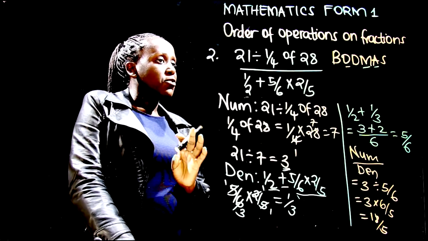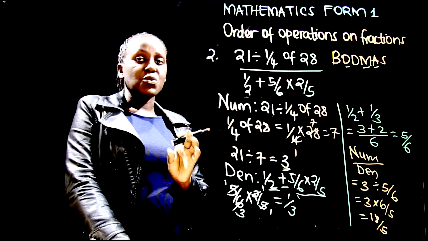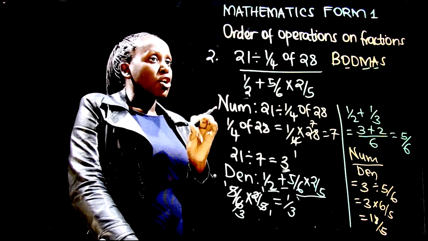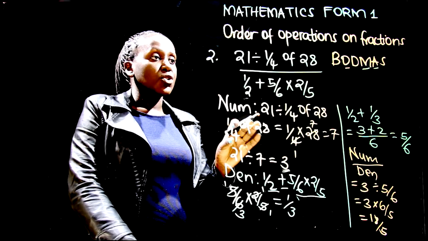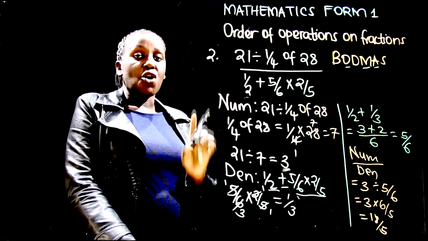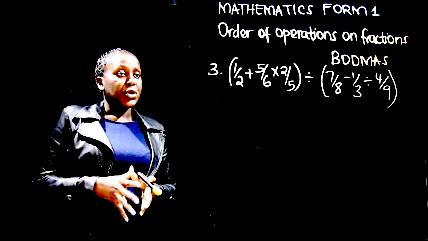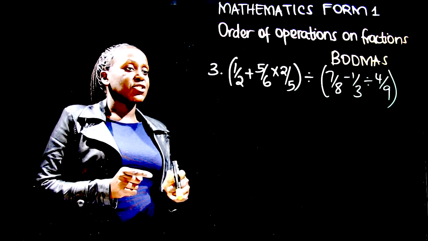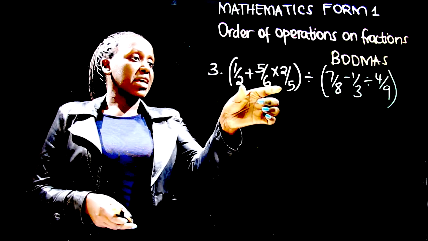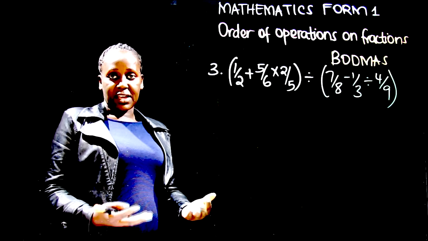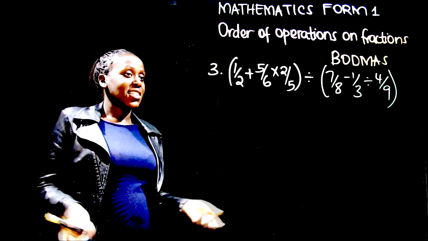So now I'll give you one question that you will attempt by yourself and test whether you can order the operations as they should be, in case you have a question that has more than one operation. Now in this example, you will notice that we have two sets of brackets. So we have brackets here and brackets here. If the rule says that we start with brackets, which bracket do we start with?